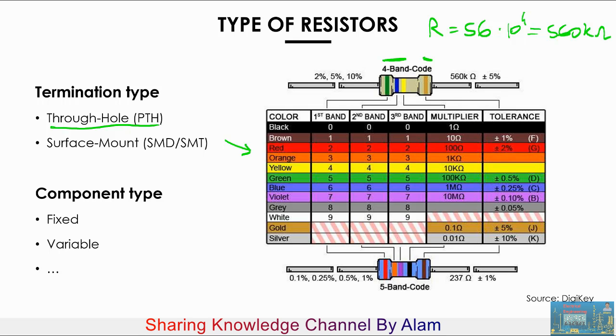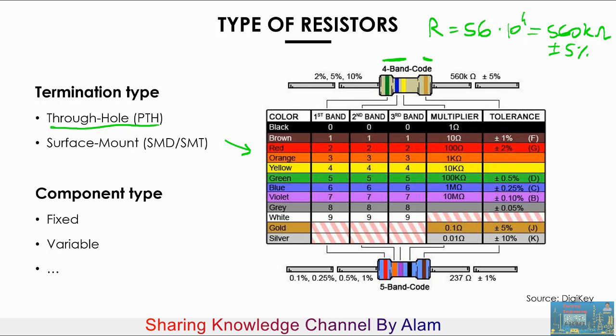Now the last band, the isolated one, is gold. That's the most common color that you will find for the tolerance. And that means that the tolerance of this resistance is plus minus 5%. So that means that as you buy these components and you put them on the board, the nominal value is 560 kilo, but really the value of the resistance could be anywhere within 560 kilo plus minus 5%.